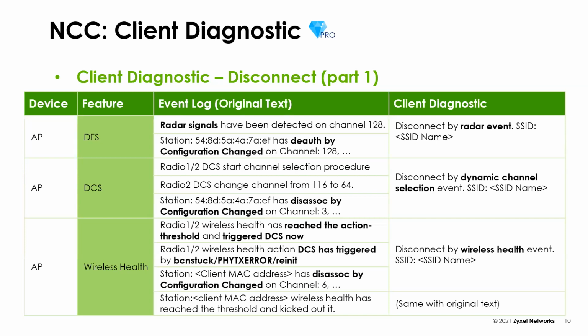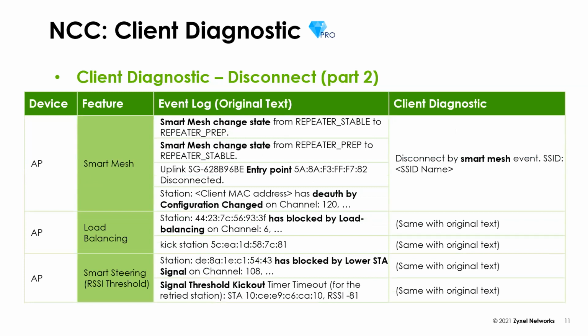Similar here for dynamic channel selection, it'll let you know the reason somebody was kicked was because we were changing the channels. And then we've got a number here of wireless health events that we keep track of. Again, it'll simplify that for you in this client diagnostic view. We're making changes here to a number of smart mesh authentication failures, load balancing reasons for kicking someone due to load balancing rules, and kicking someone due to smart steering.